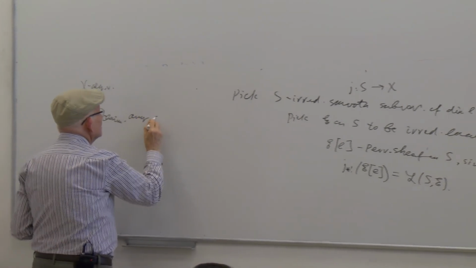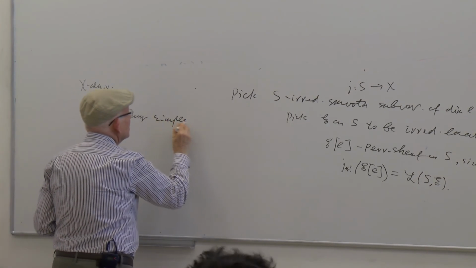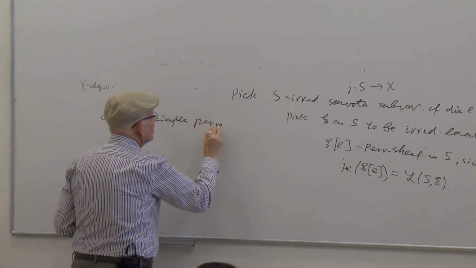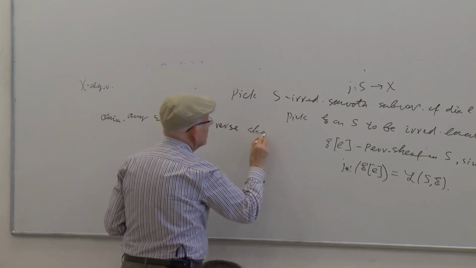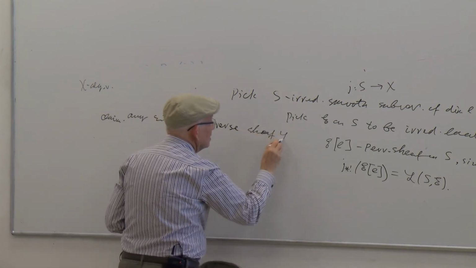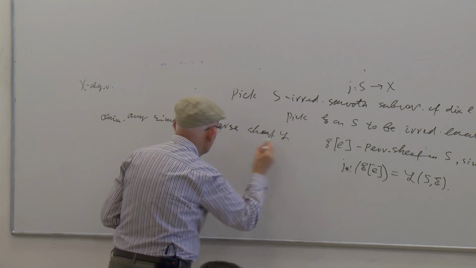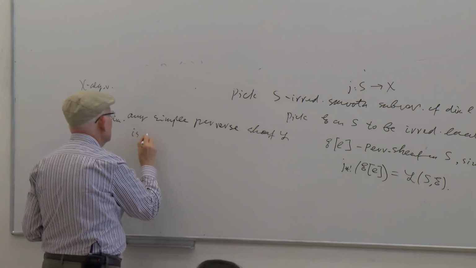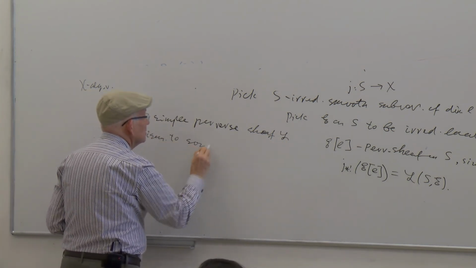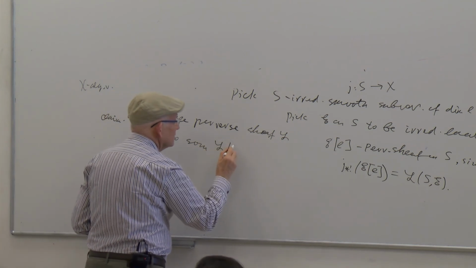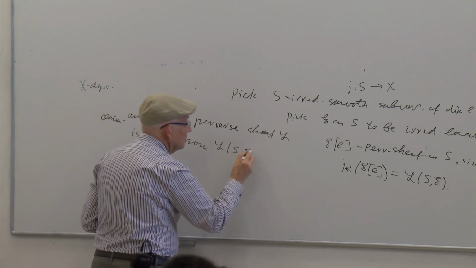Okay, so this gives us a construction, and so the claim is: any simple perverse sheaf L is isomorphic to some L(S, E).